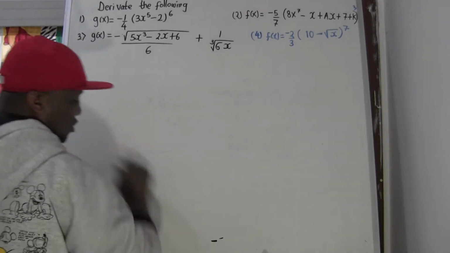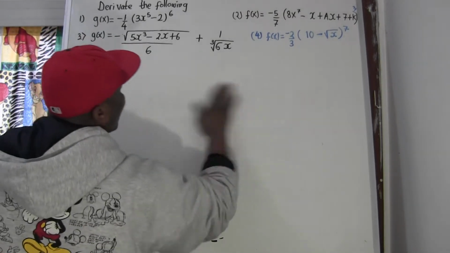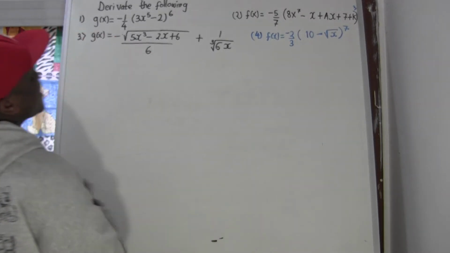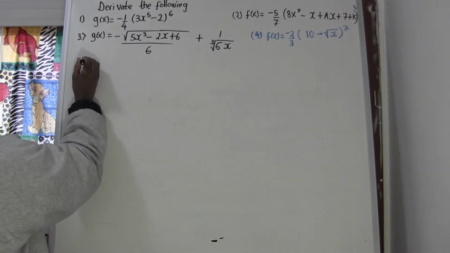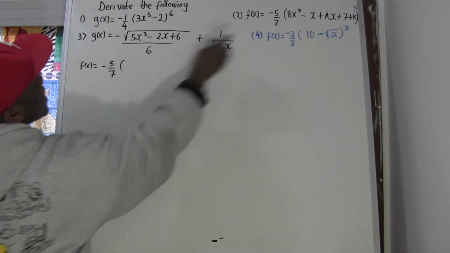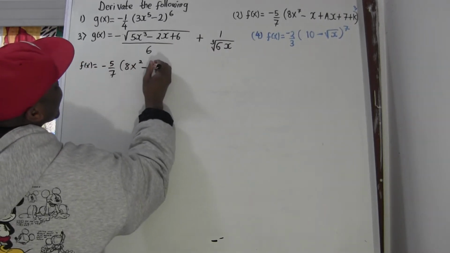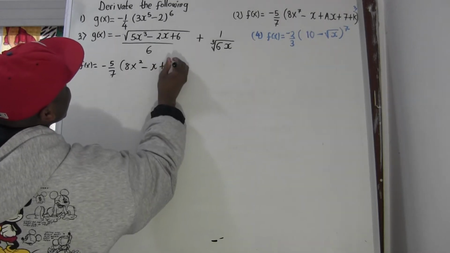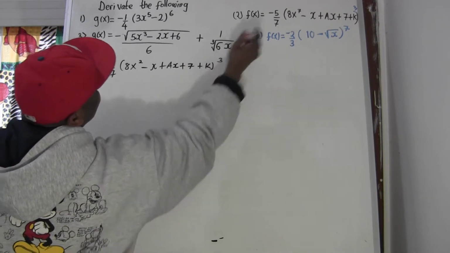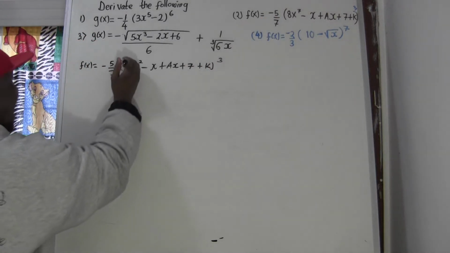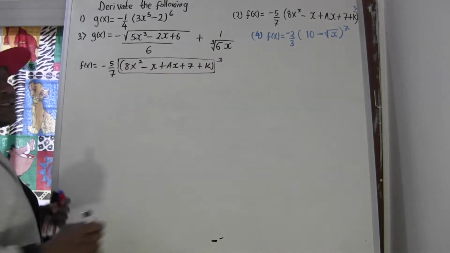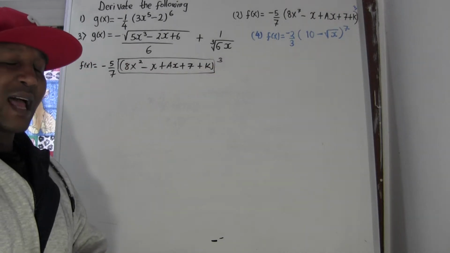So first and foremost, what I want to do: I'm going to say my f of x is equal to negative 5 over 7, and then we have (8x squared minus x plus 8x plus 7 plus k), all to the power 3. Everything in the bracket I'll treat as one thing. It's like x.